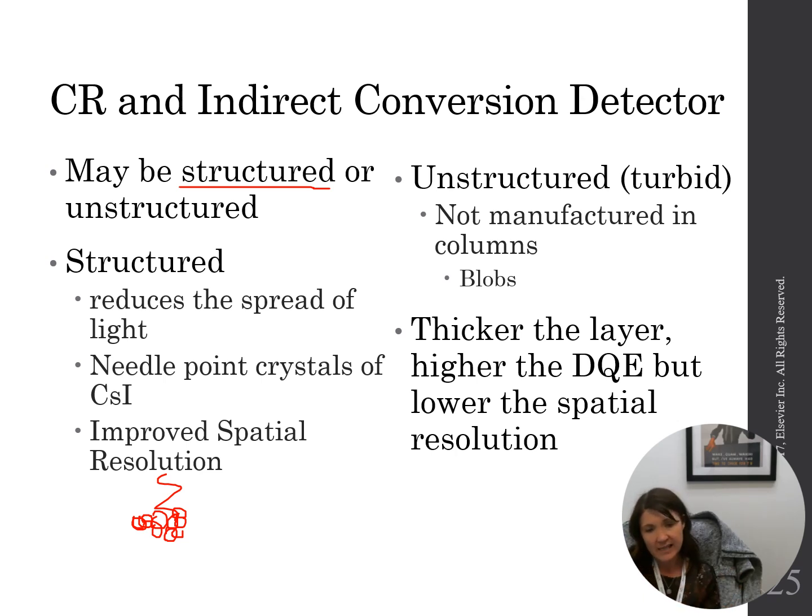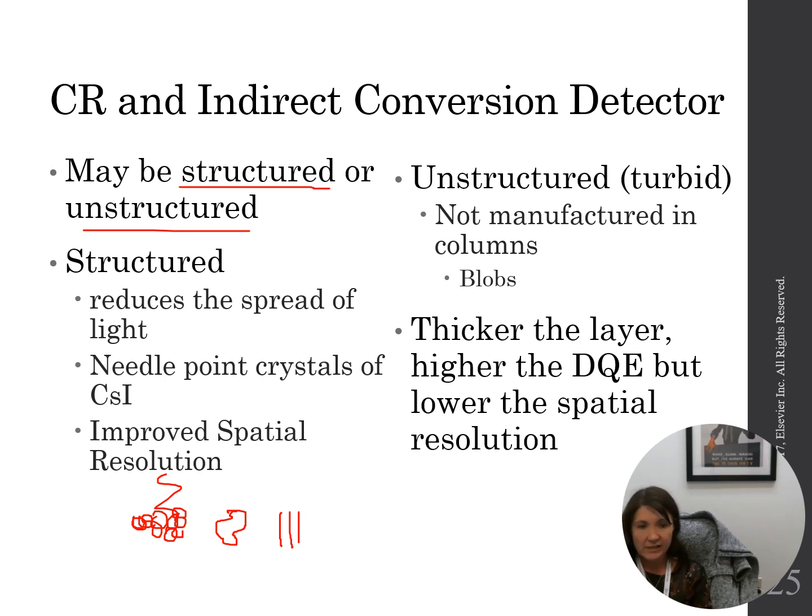So if this was the case and we just have these blob or unstructured crystals of cesium iodide or gadolinium oxysulfide, any sort of scintillating device, we would refer to that as an unstructured form of the scintillation device. If these were grown in crystals of a needle-like form, then we would call that a structured device.